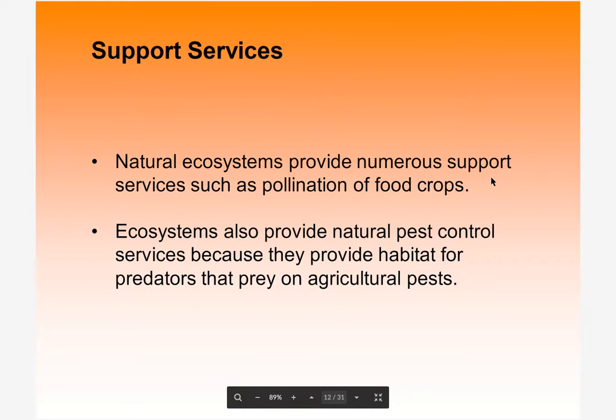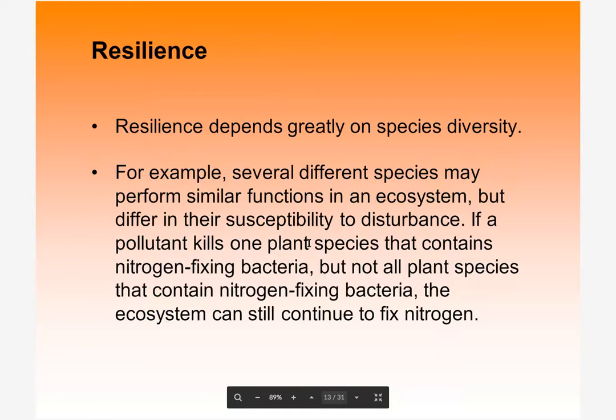Support services. Pollination, right? We can't do that. If you didn't have pollinators, bees, butterflies, bats do it too. We can't do all of the pollination that they can do, right? The insects and other organisms. So that's called a support service. Ecosystems provide natural pest control as well, because they provide habitat for predators that prey on pests, right? So there's a balance there, stable state, steady state. That's something very difficult for humans to provide. So that's a support service.